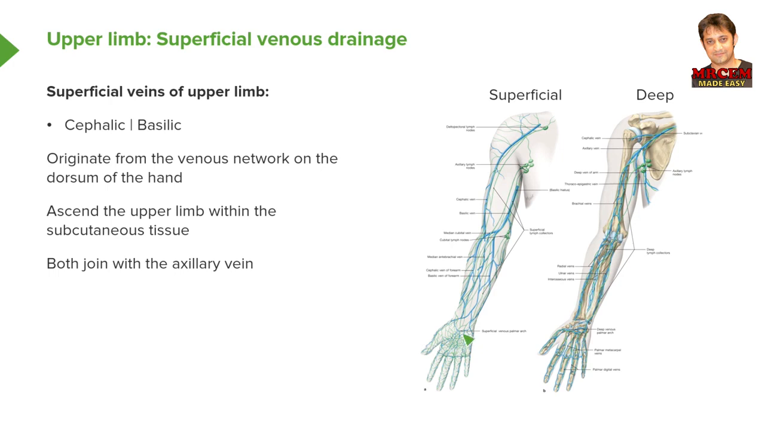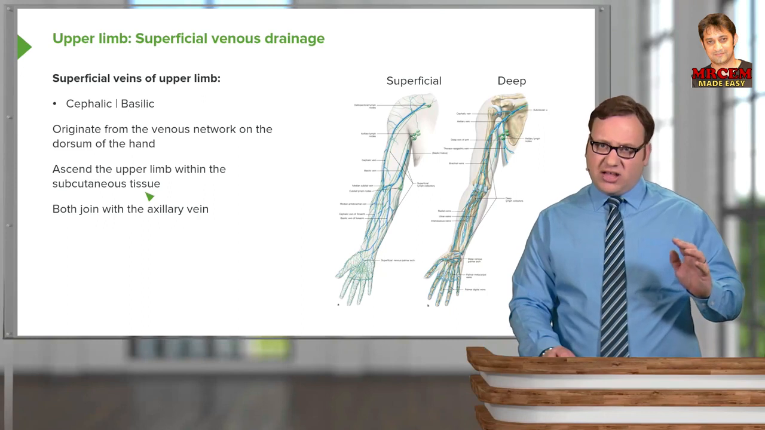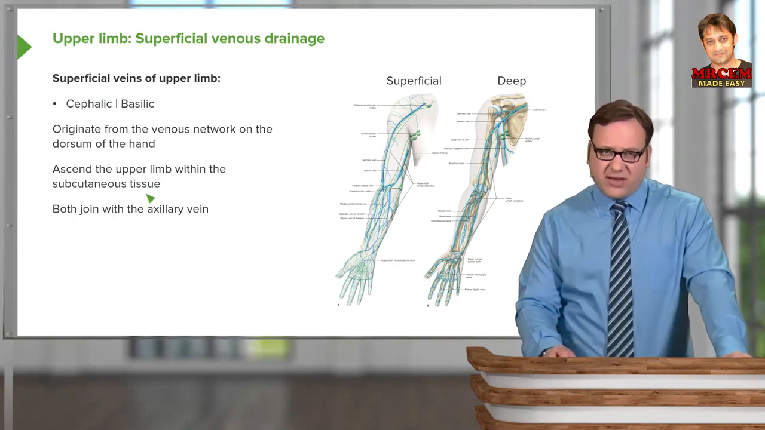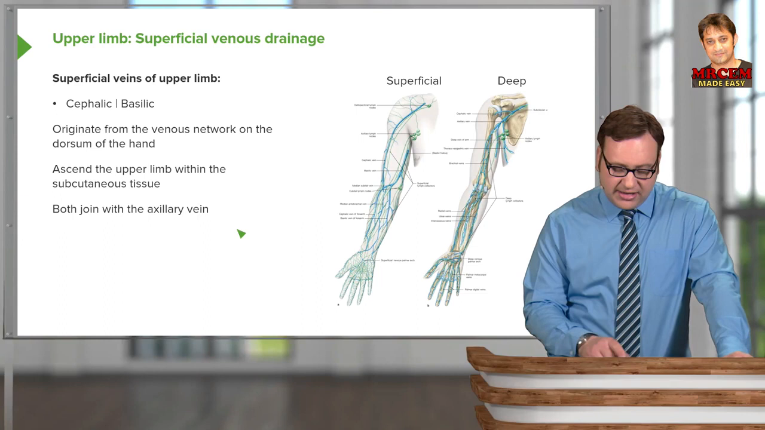So this is the palmar surface of the hand. On the dorsum, which is the posterior surface, we have what's known as a venous network. And this venous network gives rise to the cephalic and to the basilic veins. We can see them here, cephalic vein, and we can see a basilic vein running up. This will pass all the way up to form the axillary vein, and here we can see the cephalic vein, which will run all the way up and pass into the axillary vein. These ascend up the upper limb within the subcutaneous tissue. So they run superficial to the deep fascia. And both of these join up with the axillary vein.